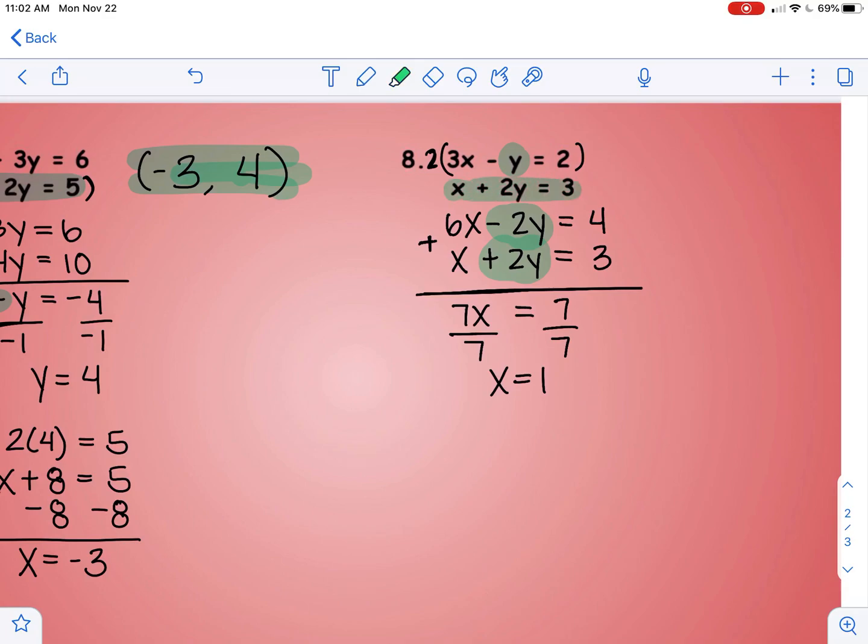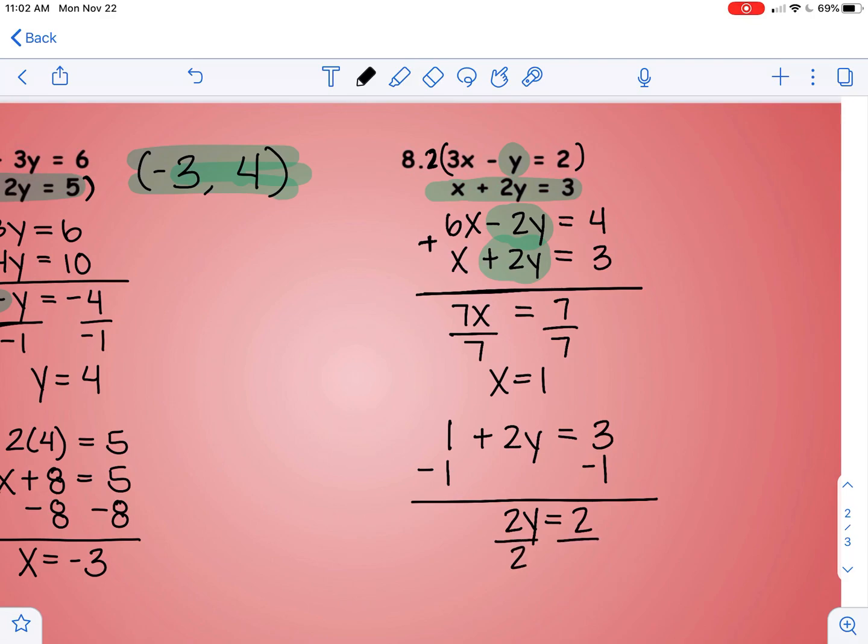And then I'm going to go ahead and use this bottom equation up here. So I'm going to have 1 plus 2y is equal to 3. I'm going to subtract 1 from both sides to get rid of my constant, and I'm going to have 2y is equal to 2. And then I'm going to divide by 2 on both sides to get y is equal to 1. So then I'm going to come up here and write my ordered pair for my answer. I'm going to have (1, 1), and I am done.